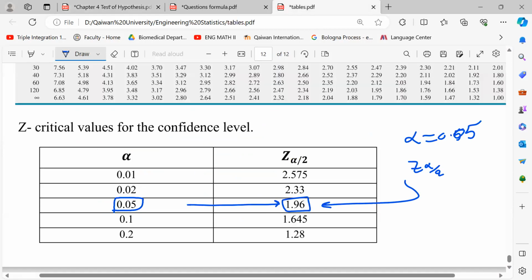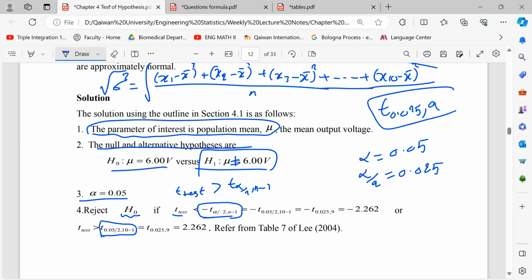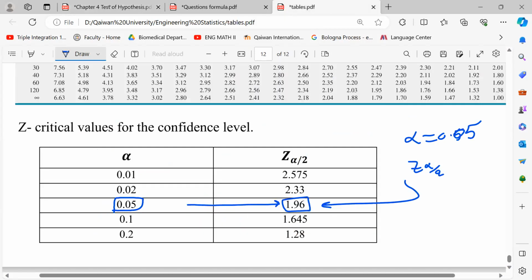Let's return to the table. Alpha is 0.05, and alpha over 2 is 0.025. Now, we are going to look for t of 0.025 and n minus 1. n is 10, as you have 10 data, minus 1 is 9. We look for this in the table.